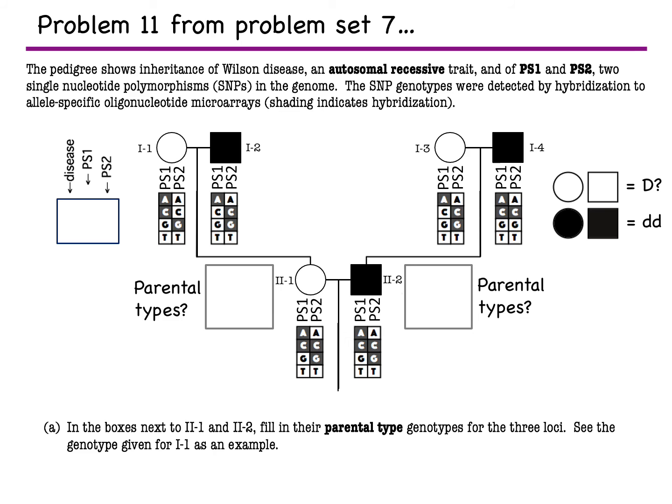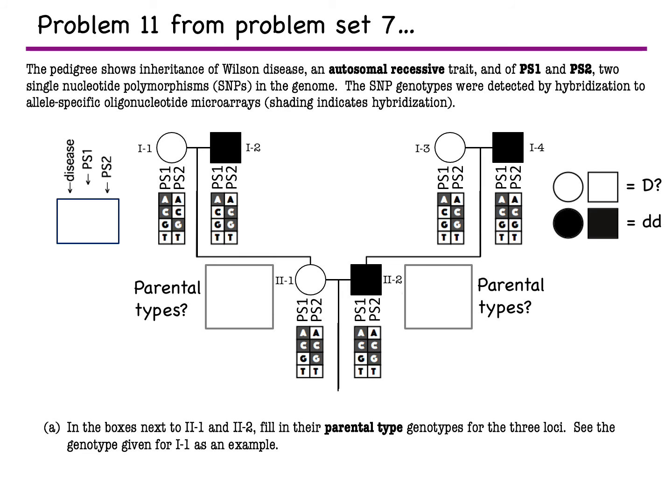So in the boxes next to 2-1 and 2-2, what I ask you to do in the problem is to fill in their parental type genotypes for the three loci. And what I ask is to see the genotype given for 1-1 as an example. But what I'm going to do is construct the genotype for 1-1, and then we'll talk, and I'll answer the question for individual 2-1 here, and then I'm going to let you do the rest of the problem on your own.